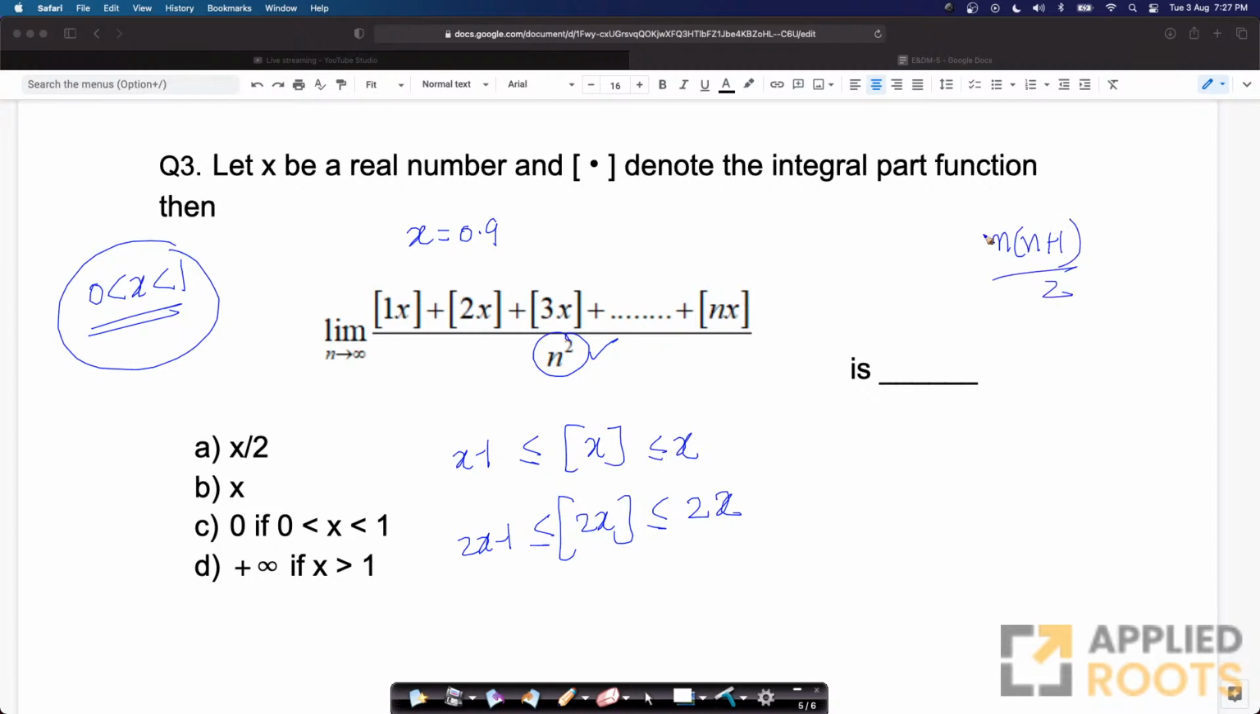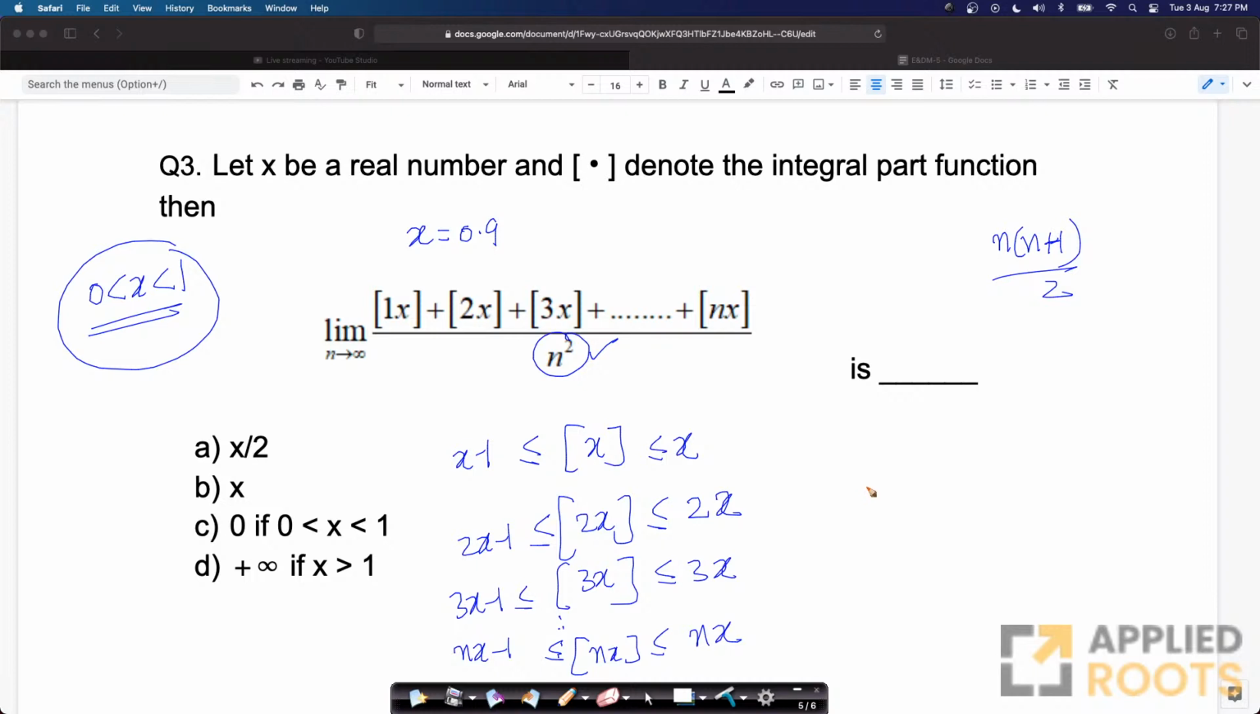There is roughly an n square term there, right? Again, in limits you cancel out numerators and denominators. That's why I went down this path myself. Similarly, 3x lies between 3x minus 1 and 3x, and so on and so forth. You can keep going on and say that the integral part of nx lies between nx minus 1 and nx.